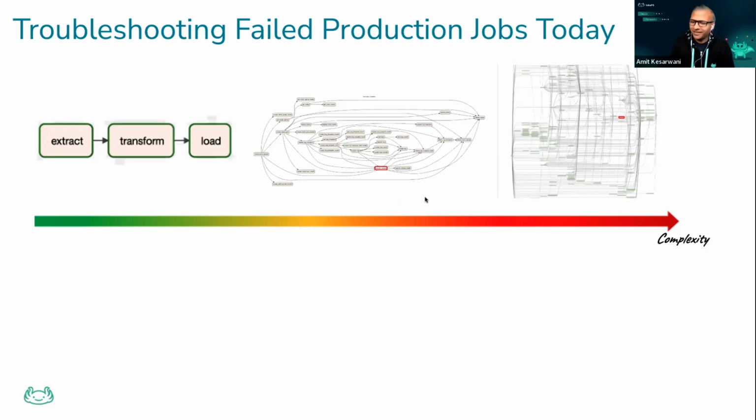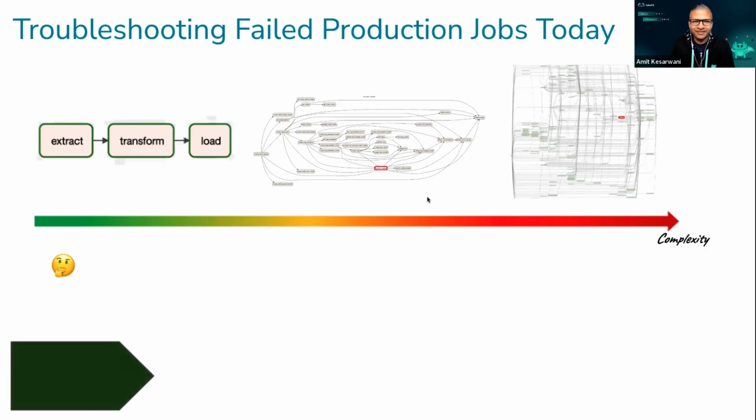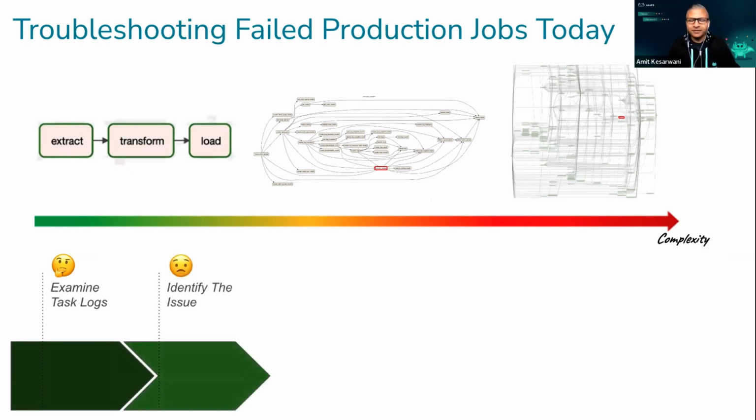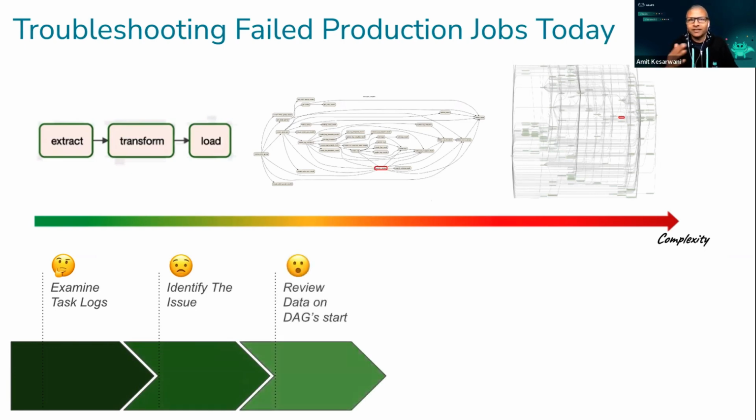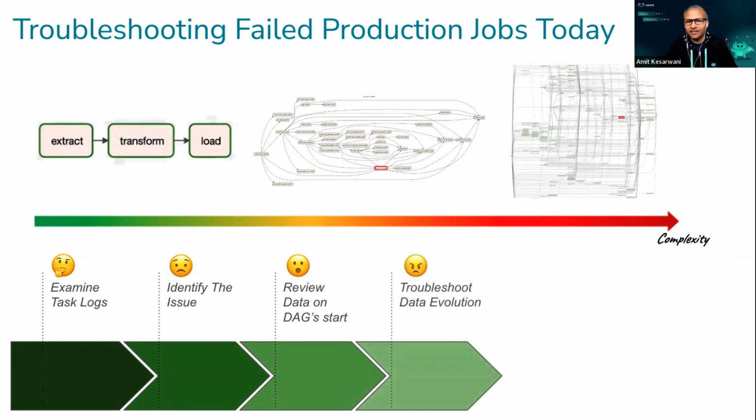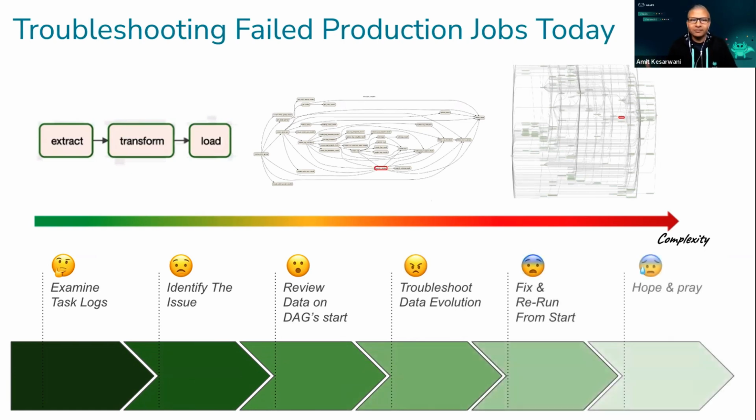Yeah, first thing, normally I'll check the log files and see if there's any error message, which is kind of obvious to understand. If not, I'll start identifying the issue and traverse back and look at the data lineage, like how data is evolving from one task to another, and try to troubleshoot and then fix the problem and then rerun my ETL job again and hope and pray that everything will go fine. So that's the traditional approach we have seen in the past.